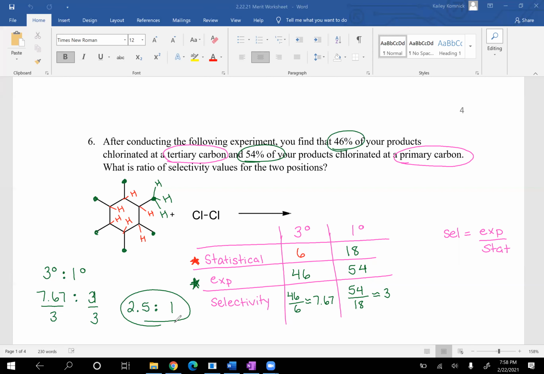So hopefully this makes sense that we have a selectivity for the tertiary position over the primary position. And you want to follow this method anytime you do radical halogenation.